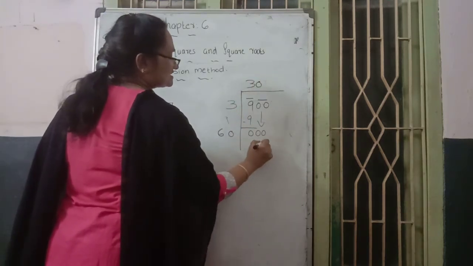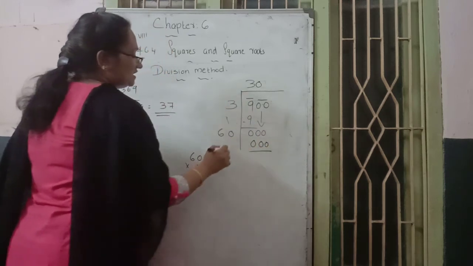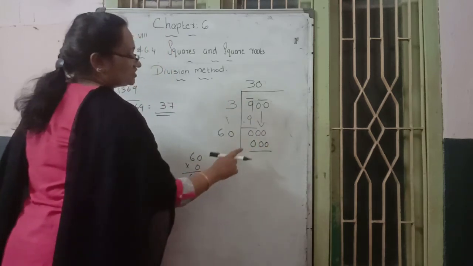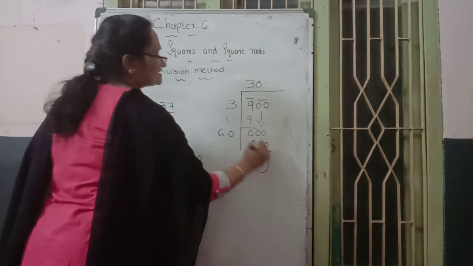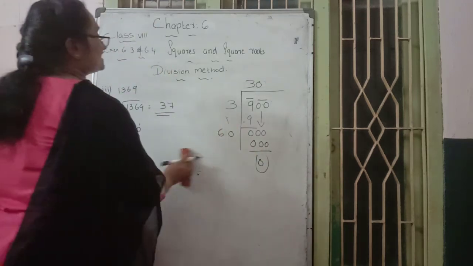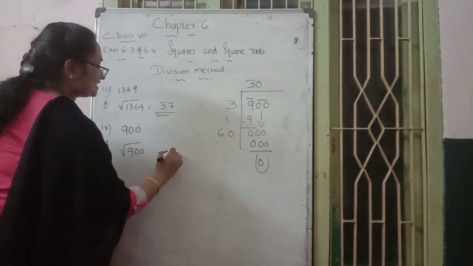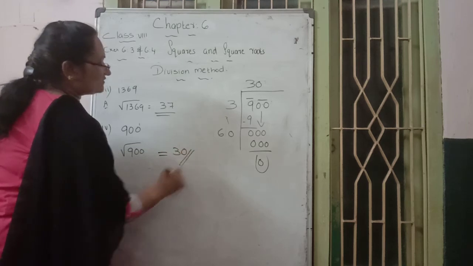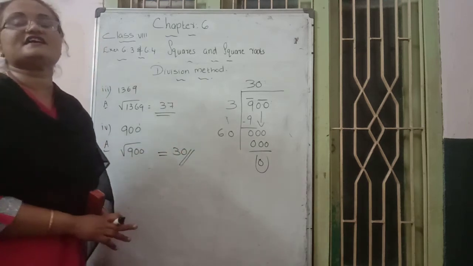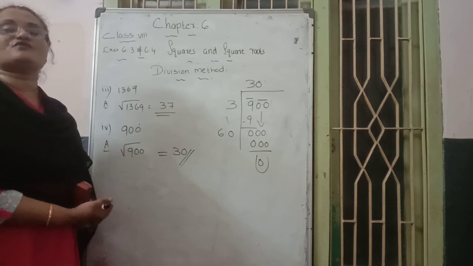So what is the answer? 6 multiplied with 0 means how much is the answer? 0 0 coming here, so the final answer is 0. So what is the answer here? What is the square root of 900? 30 is the square root of 900.